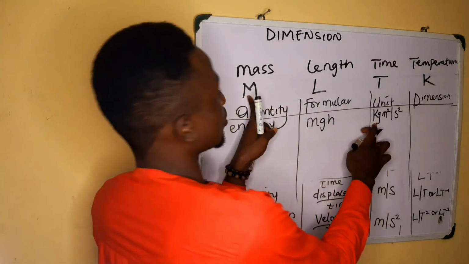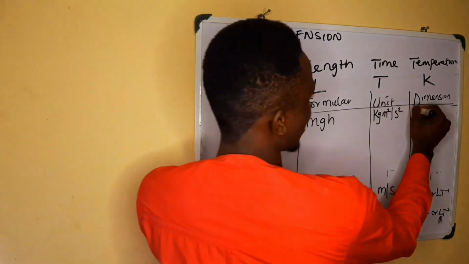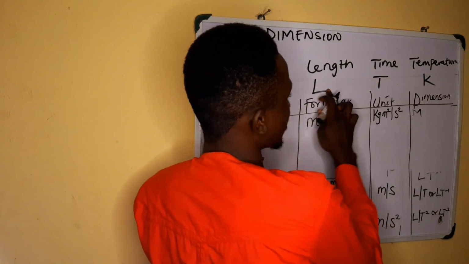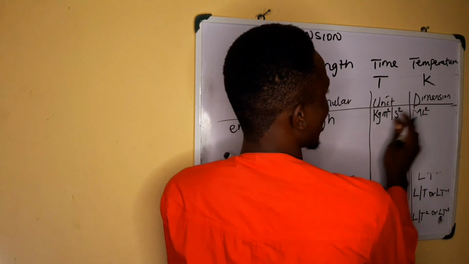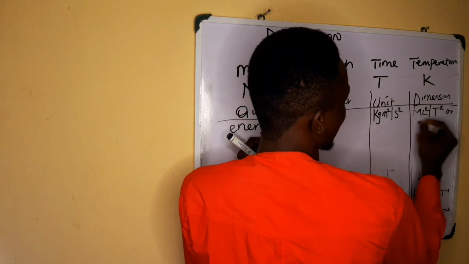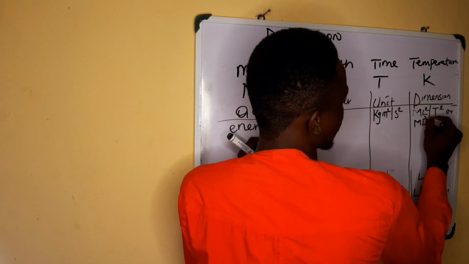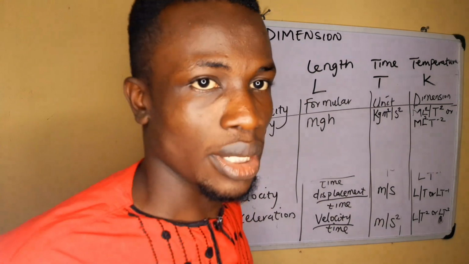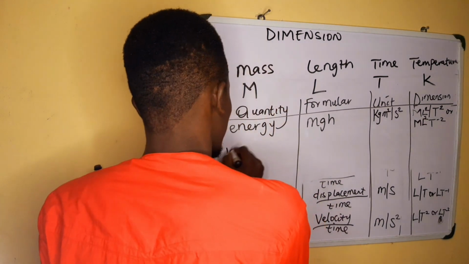kg will now introduce mass, which is M. So we have M. Then meter square will be what? L squared. Then slash T squared. Otherwise, you can write it as M L squared T to the power of -2. Okay? So we'll go over to the next one, which is what? Work.